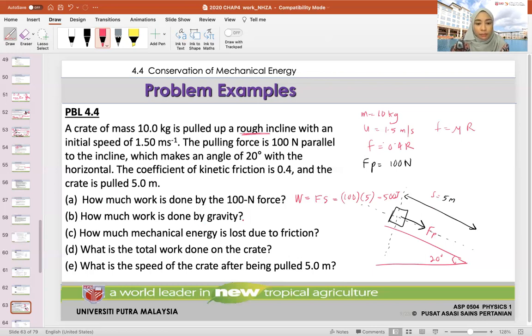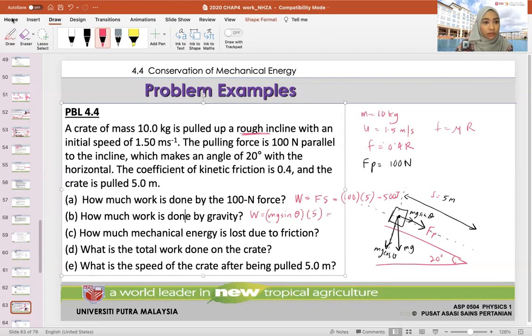How much work is done by gravity? Again, we want to know the force parallel to the displacement, so we have to do our free body diagram. We can't escape it. This is mg cosine theta, and this is mg sine theta. So our work done by gravity will be mg sine theta multiplied by 5, because that is our displacement. So m is 10, g is 9.81, sine 20 degrees times 5.